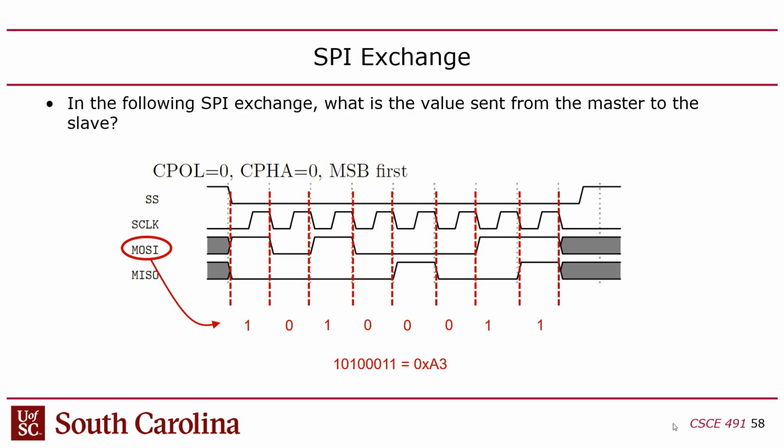I got to prepare MISO. I got to get it driven and stabilized before the first edge of the clock, and I haven't even seen the clock go yet. All I know is that the slave select is low, right? So that's kind of the mechanics of this. So does that answer your question?